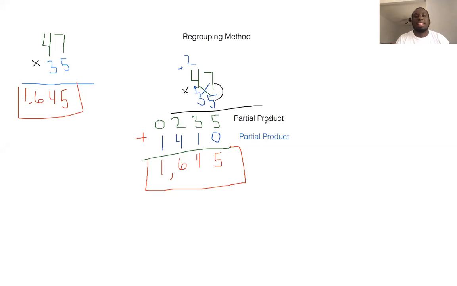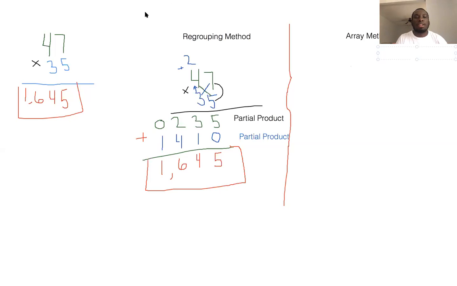The next method I'm going to show, I'm going to leave this on the screen so everyone can see. I want to move this down. The next method I'm going to use is going to be a little more representative of what the children already know. This is called the array method.